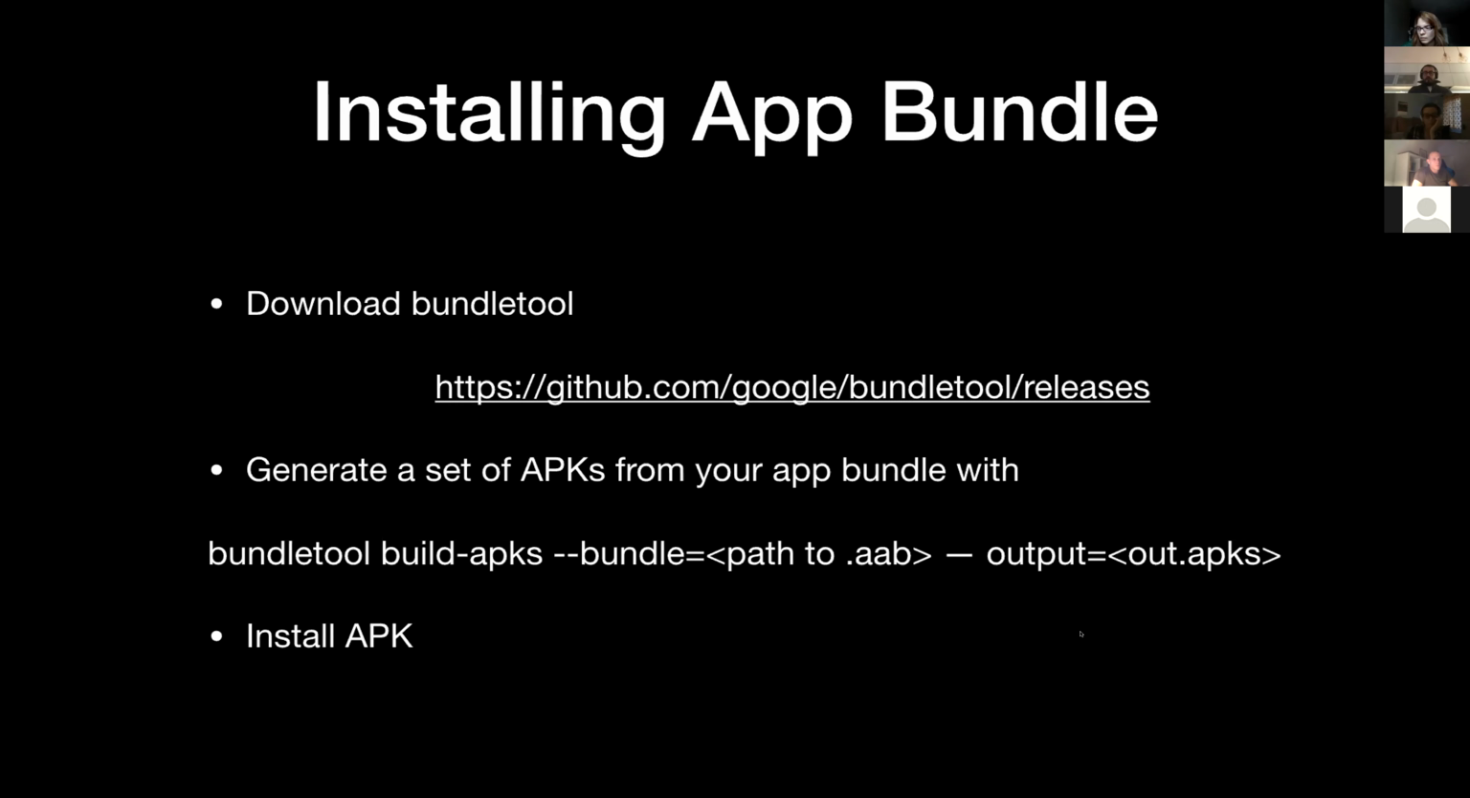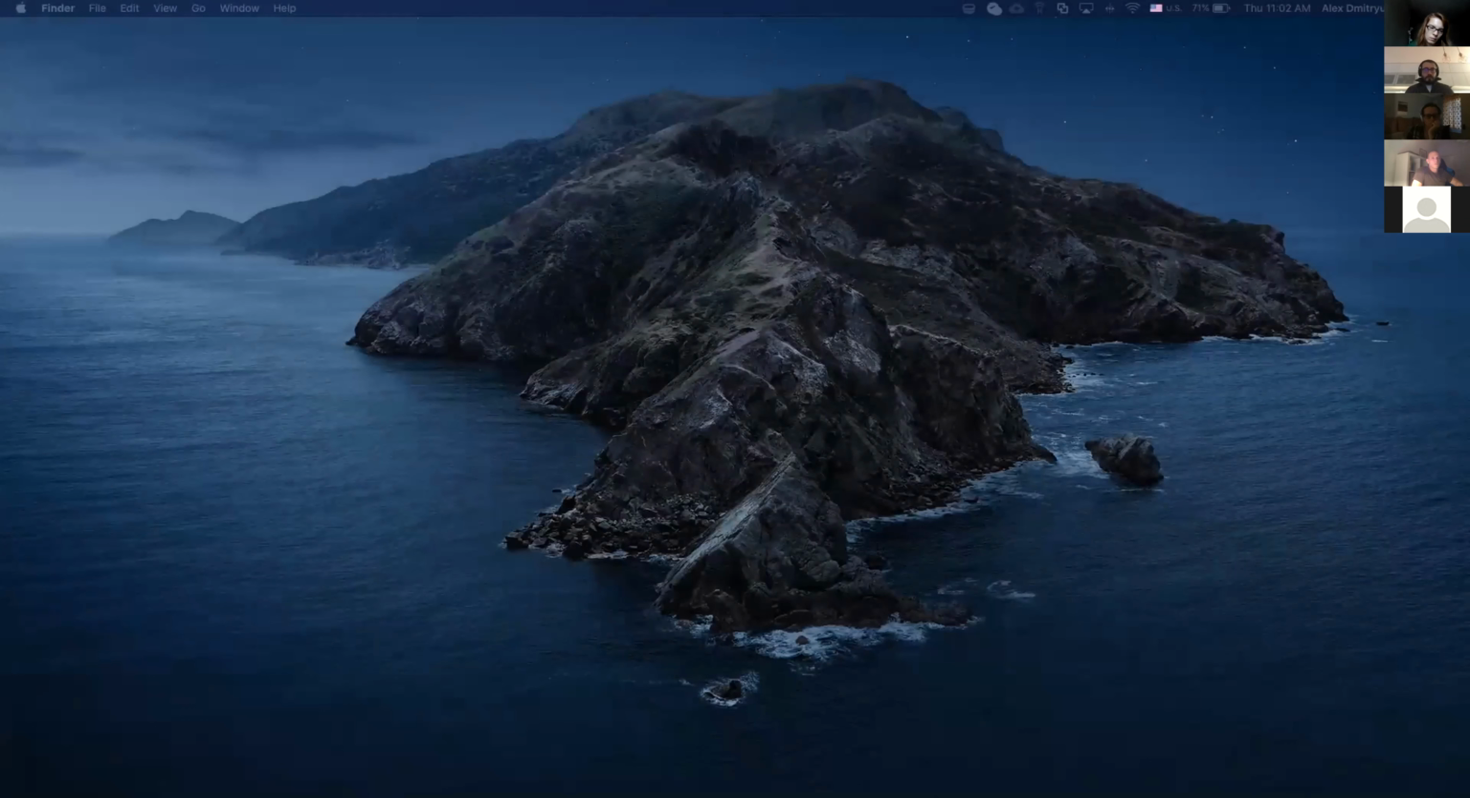So you can download the bundle tool. Basically, just use this command to convert the AAB to APK and install the generated APK. And basically, this is what we've added with the bundles.